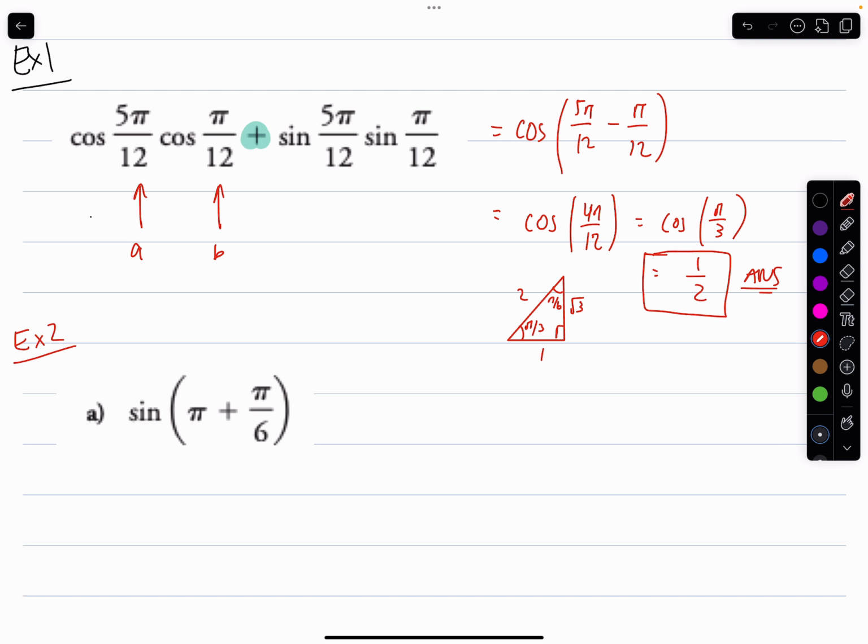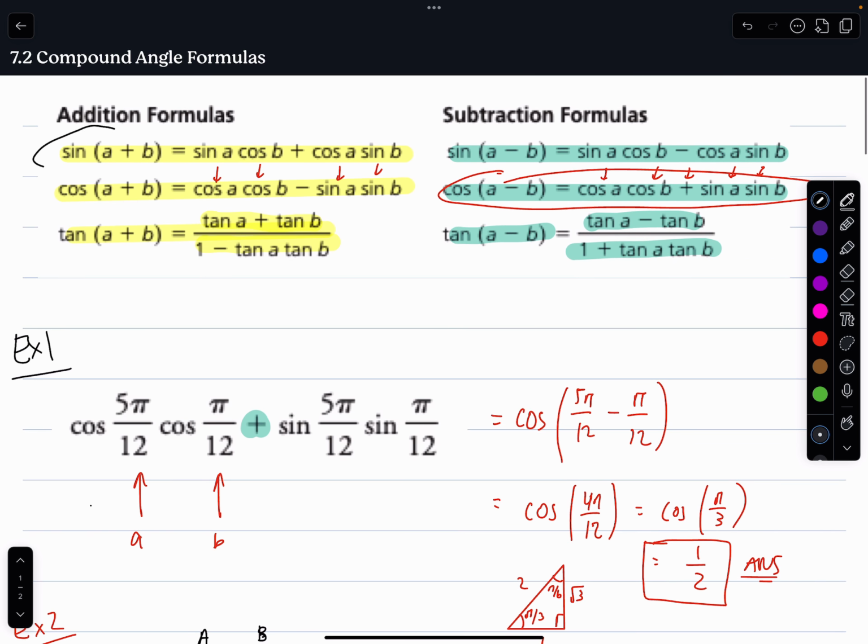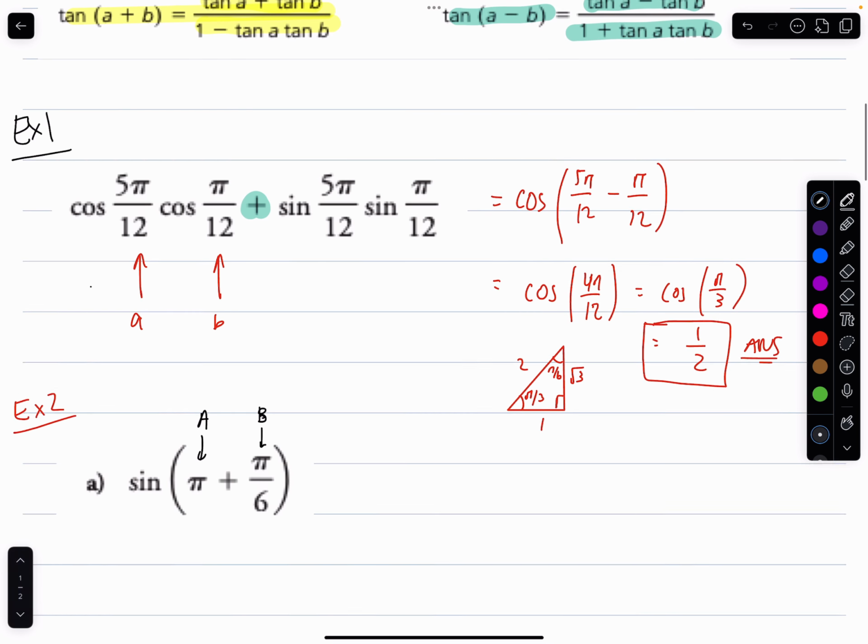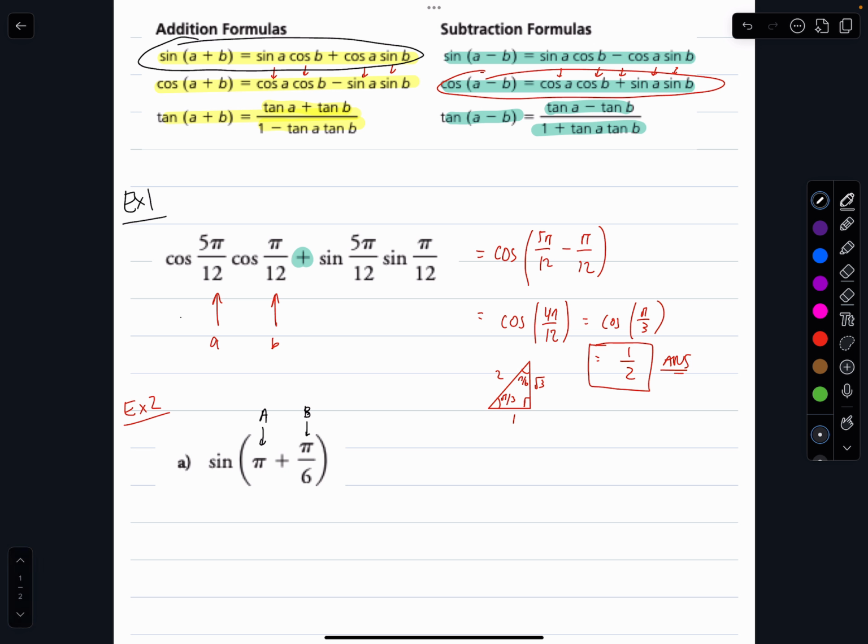The second type of question you're going to get is this. They're going to give you the left side of the equation, and you have to find out the whole right side. If you look at this, this is equivalent to sine A plus B, which is reflective of this formula up here. So let's write that out. This is going to be sine A, which is pi, cos B, which is pi over 6, plus cos A sine B. By using the first addition formula, I was able to translate that into this.